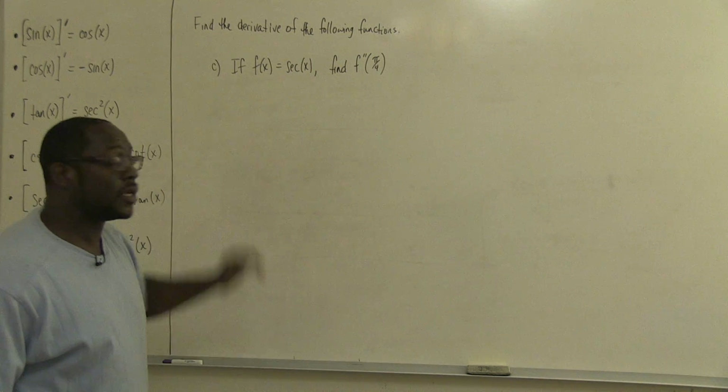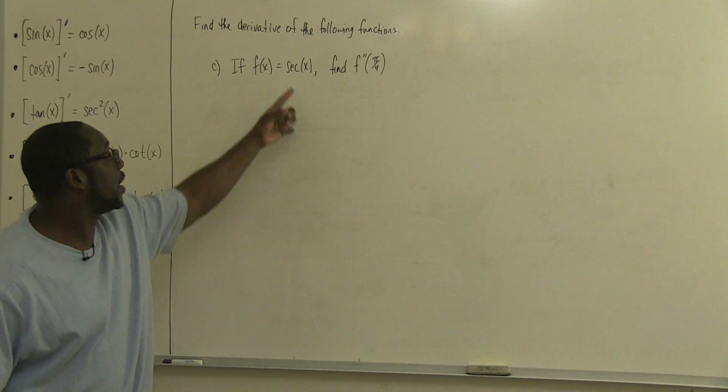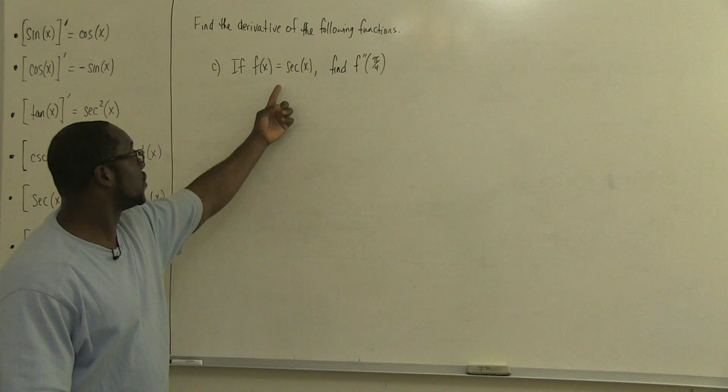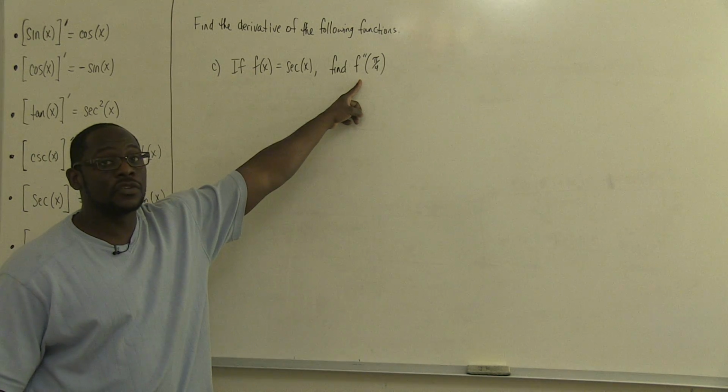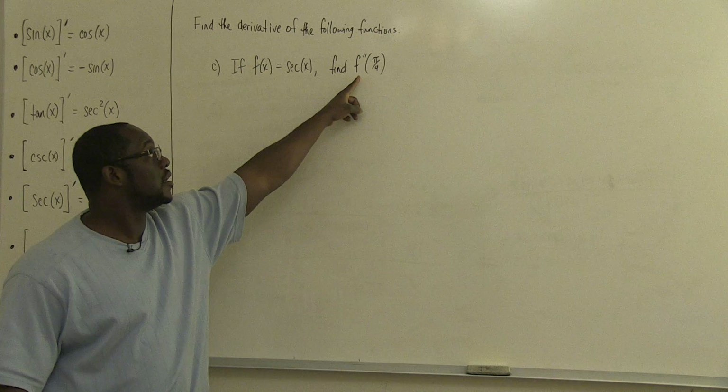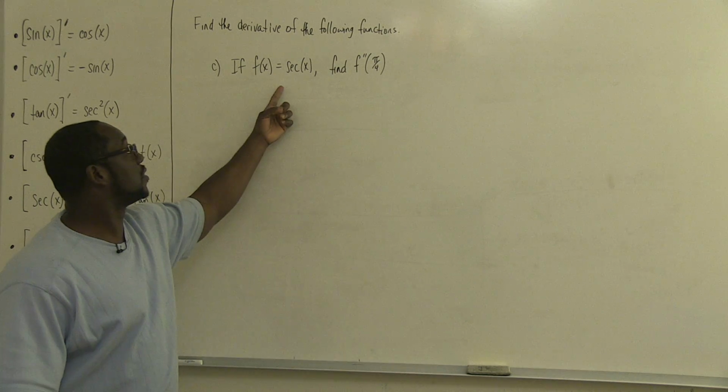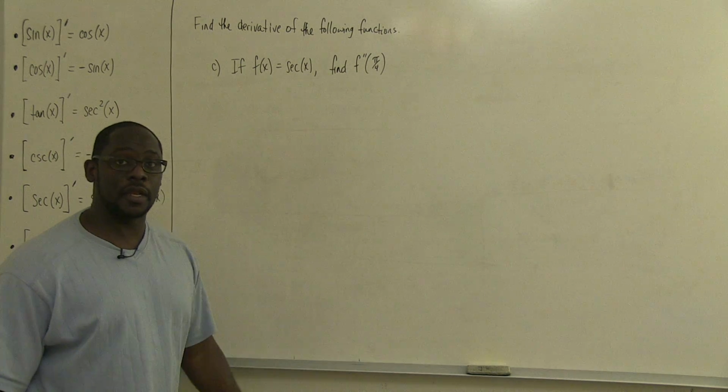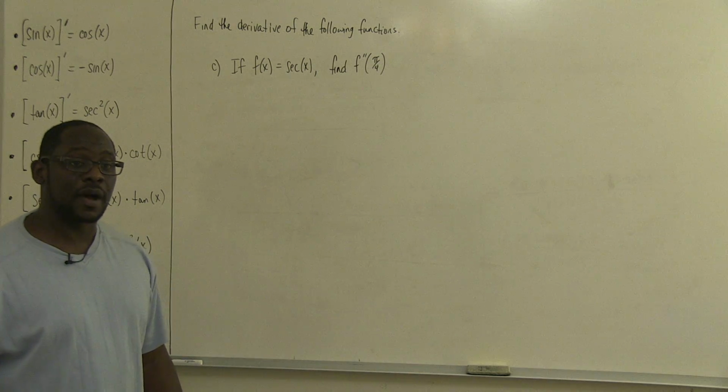So for part C, we're given that the function f is equal to secant x. And so what we want to do is find out what the second derivative of this particular function is evaluated at when x is equal to pi over 4.